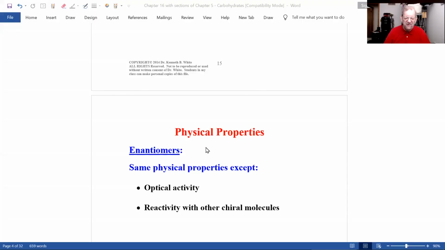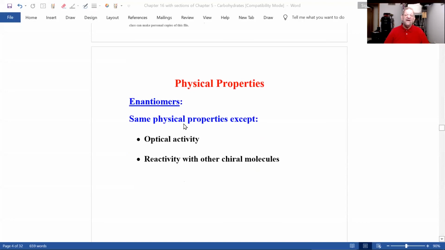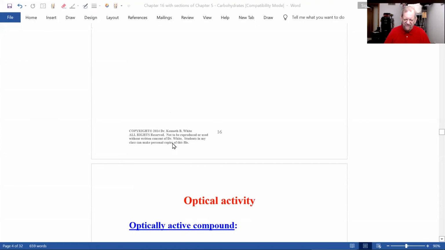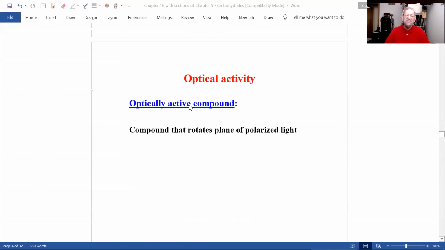Well, enantiomers are like that. Now, here's the very interesting thing. All enantiomers have the same physical properties, boiling point, melting point, other things, except for two things. One is optical activity, and the other is how they react with other chiral compounds, which turns out to be very important. Now, what's optical activity?